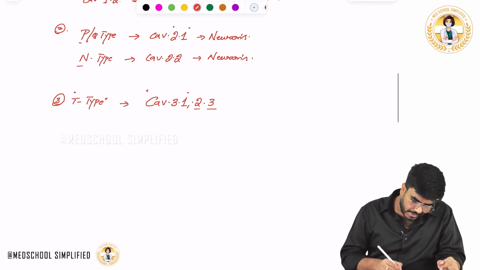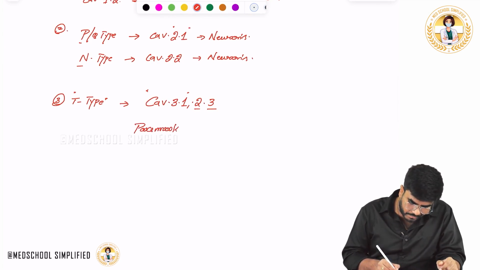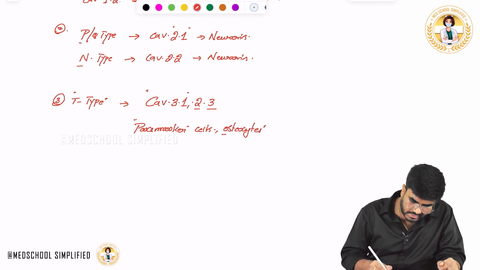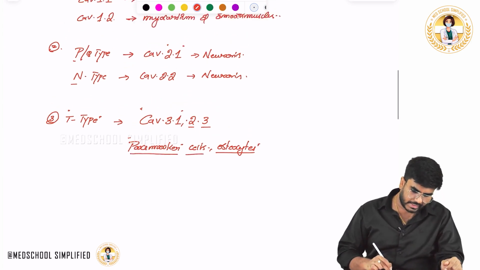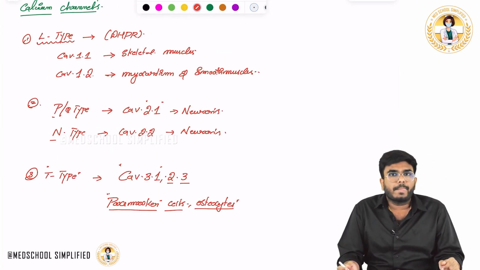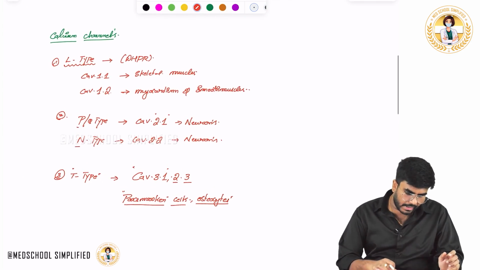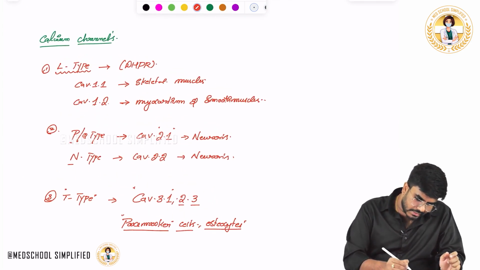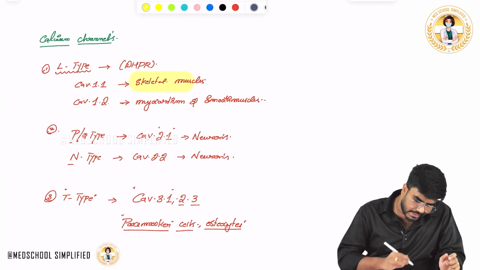So it is present on the pacemaker cells, that's the SA node, the AV node, and osteocytes. On these areas you have the T-type calcium channels. Okay, so finally our topic is the skeletal muscles.